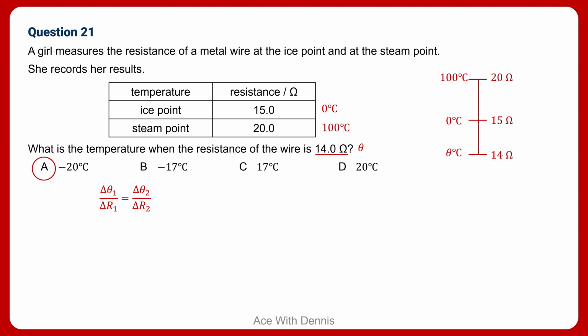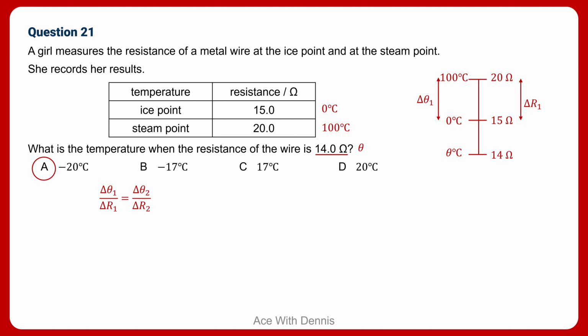The change of temperature 1 over the change of resistance 1 equals the change of temperature 2 over the change of resistance 2. So this is the change of temperature 1, and this is the change of resistance 1.